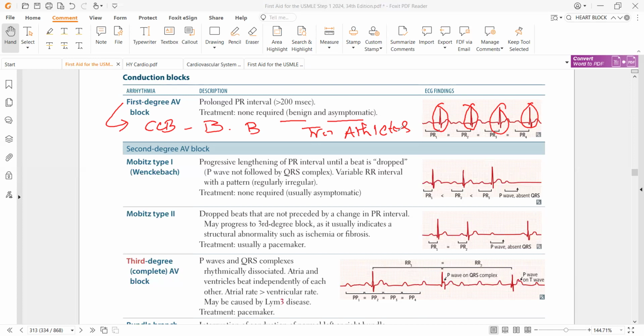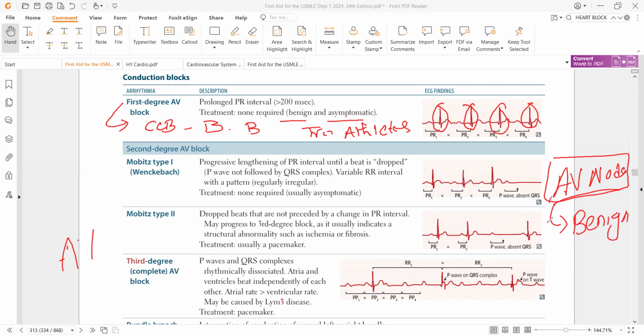The lesion of the heart block is very important. The pathology lies at the AV node. So if the pathology lies at the AV node, it is a benign condition, not severe. If it is below the AV node, it requires treatment and it is a severe form, right?